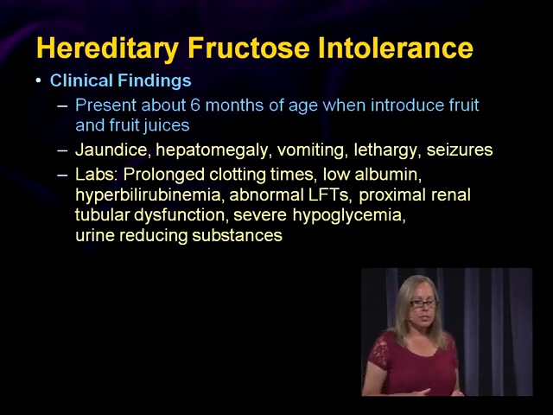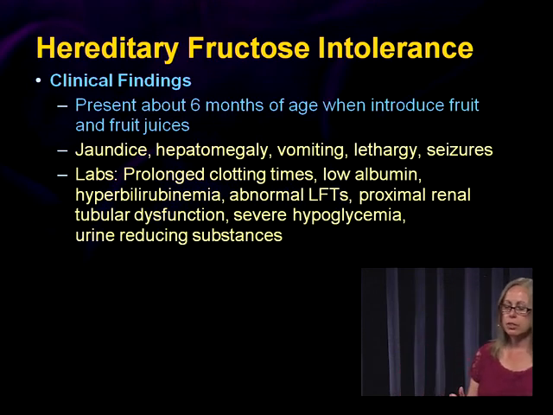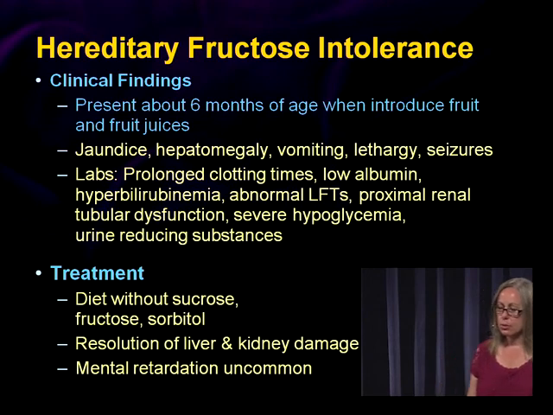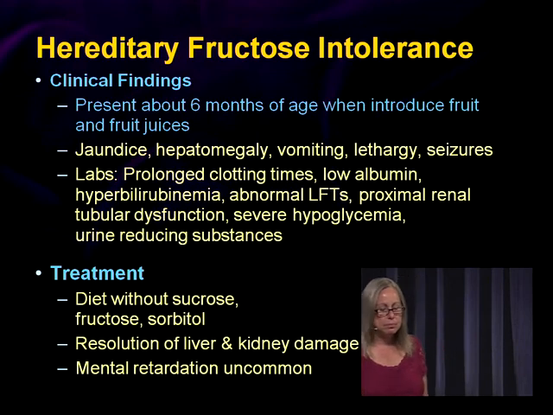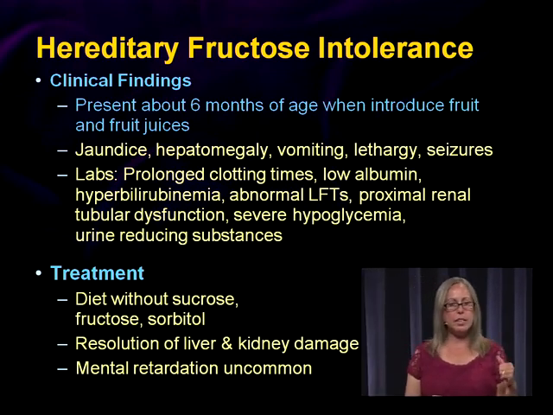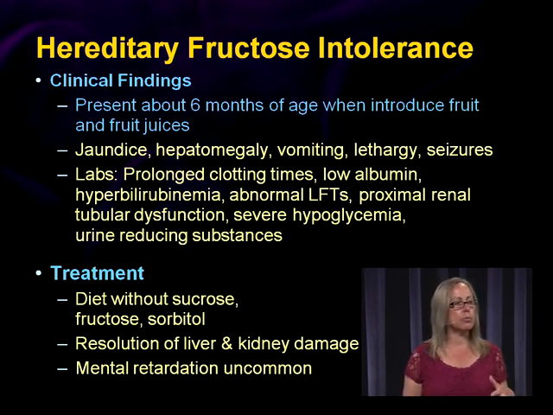You get jaundice, hepatomegaly, vomiting, lethargy, and seizures. Because you're having liver damage, you're going to get prolonged clotting times, low albumin, hyperbilirubinemia, abnormal LFTs. You're going to get a proximal renal tubular dysfunction, severe episodes of hypoglycemia, and you're also going to have positive urine-reducing substances. We treat it with a diet that goes without sucrose, fructose, or sorbitol. And then you can watch the liver and kidney damage resolve. Mental retardation is uncommon. It's really just a liver injury problem from the breakdown products of the fructose.